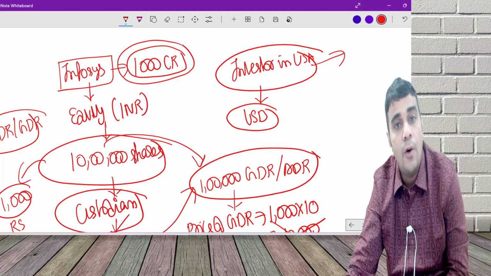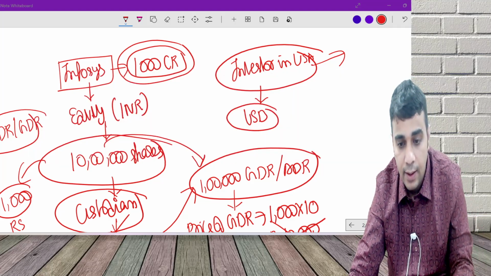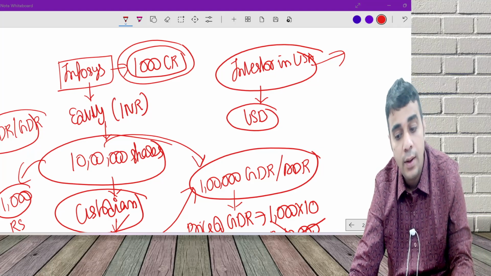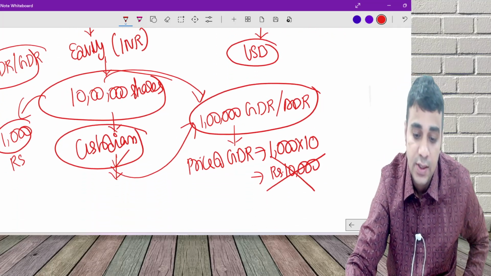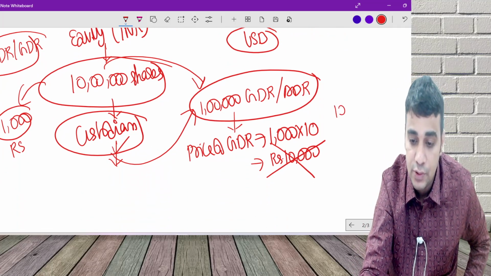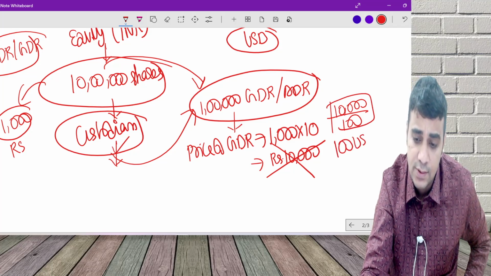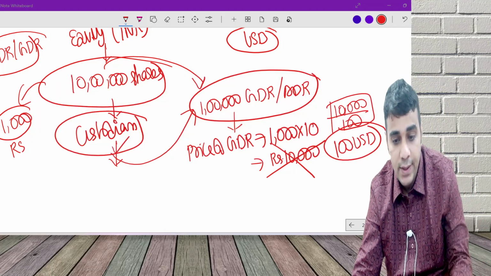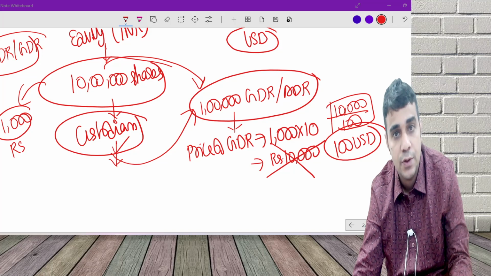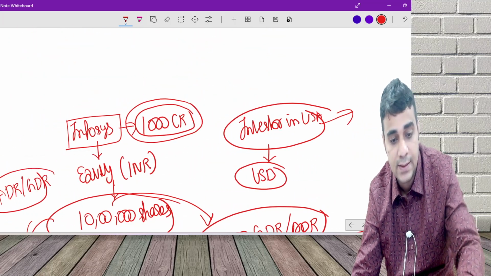The foreign investor will get 1 lakh GDR or ADR at what rate? Let's assume exchange rate is 100 for imaginary sake. So the issue price is 10,000 by 100 dollars. The issue price of one GDR is $100. This is the example.